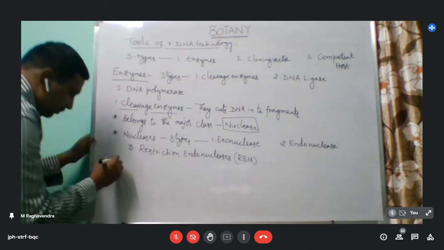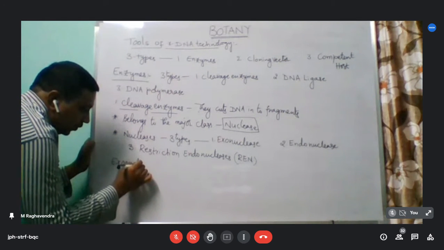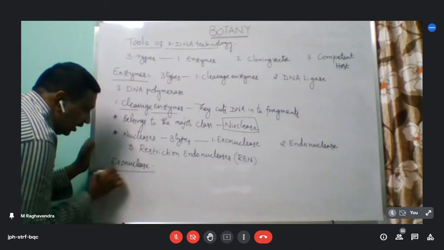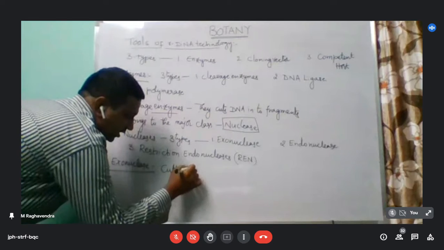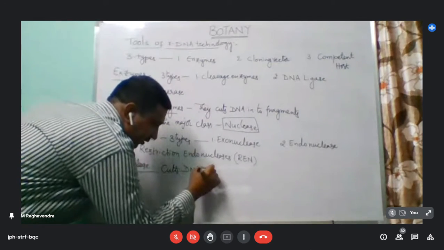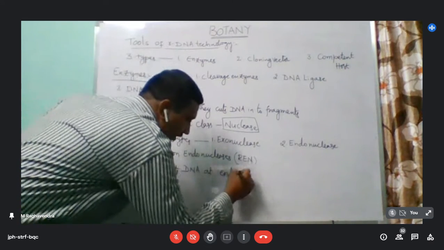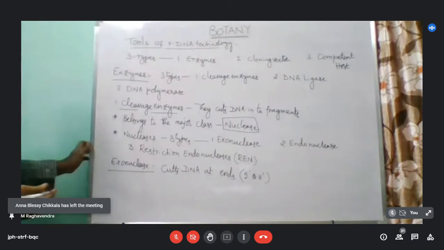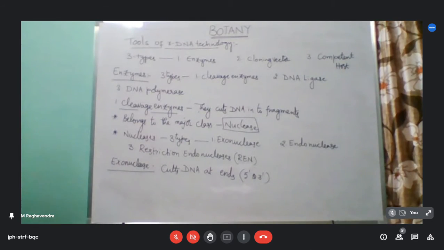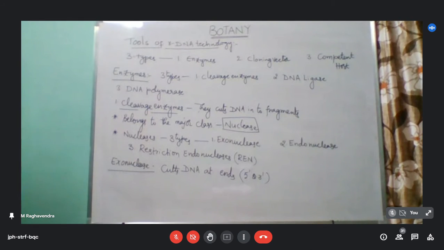Number one is exonuclease. Exonucleases simply cut DNA at ends or edges. What ends? The 5 prime or 3 prime ends of DNA. So any gene located at the end of DNA can be isolated by using exonuclease.